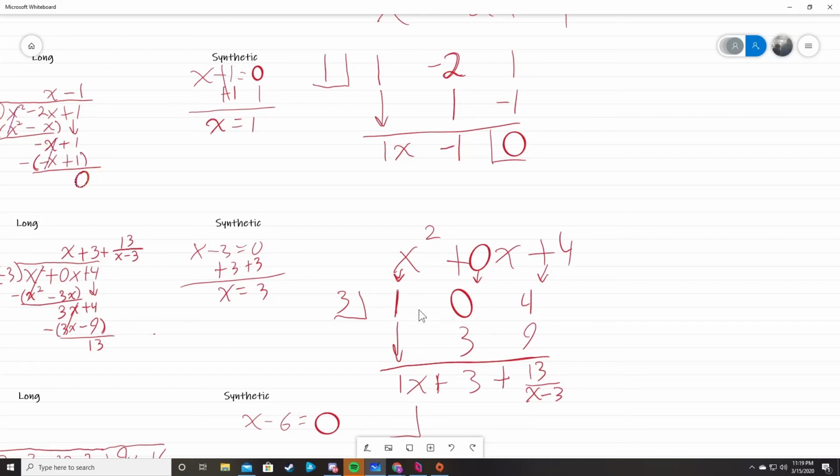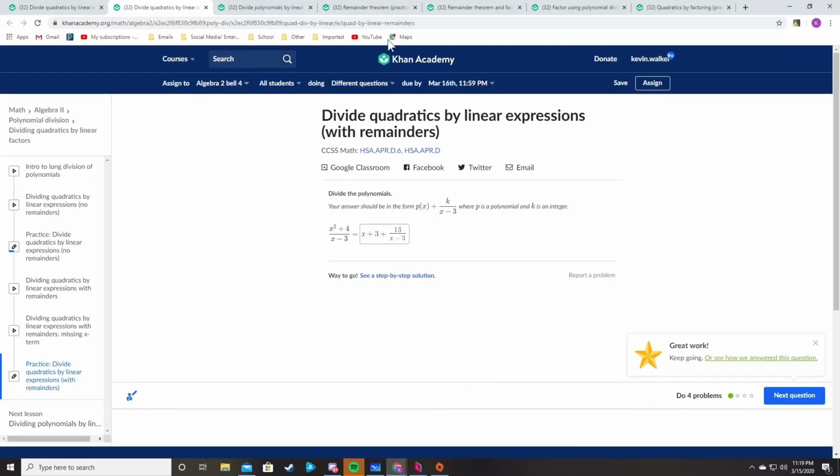You can use either one of these. Again, either one. It just depends on which one you feel more comfortable with. Okay, so that's 2. Now we got one more down. One more to get down.